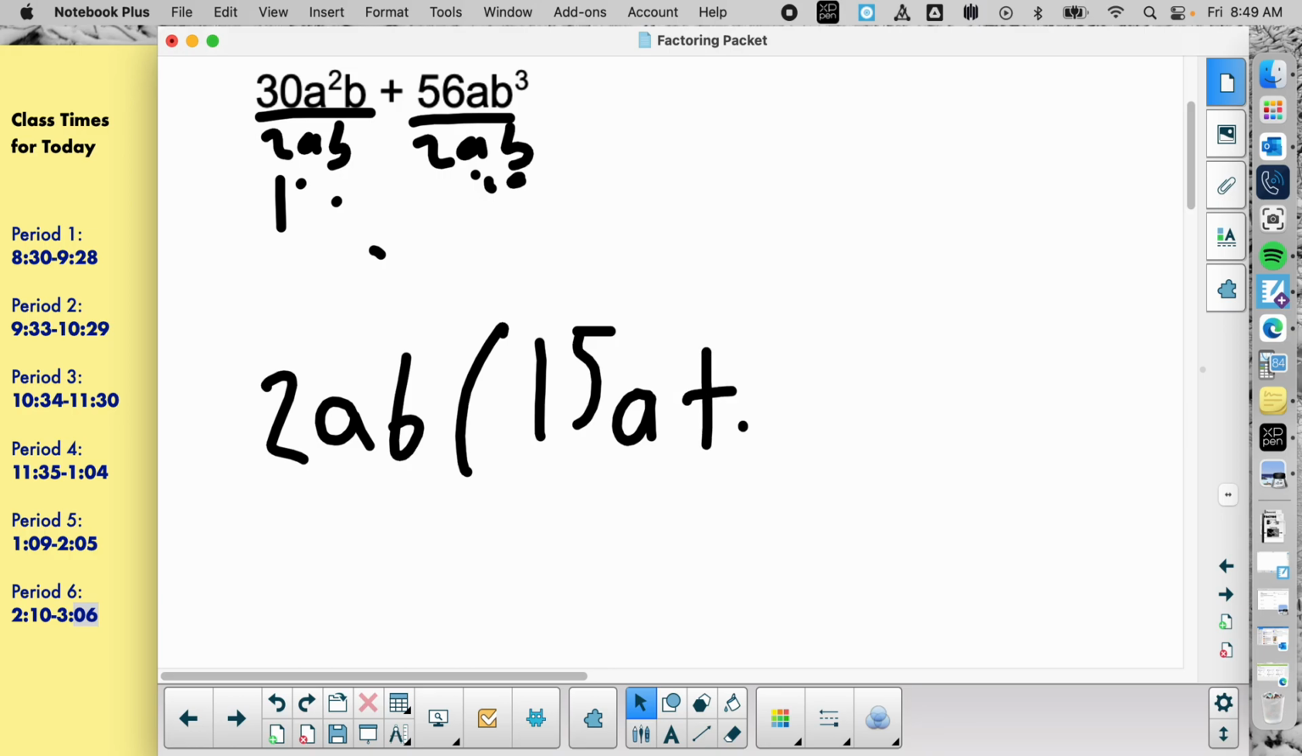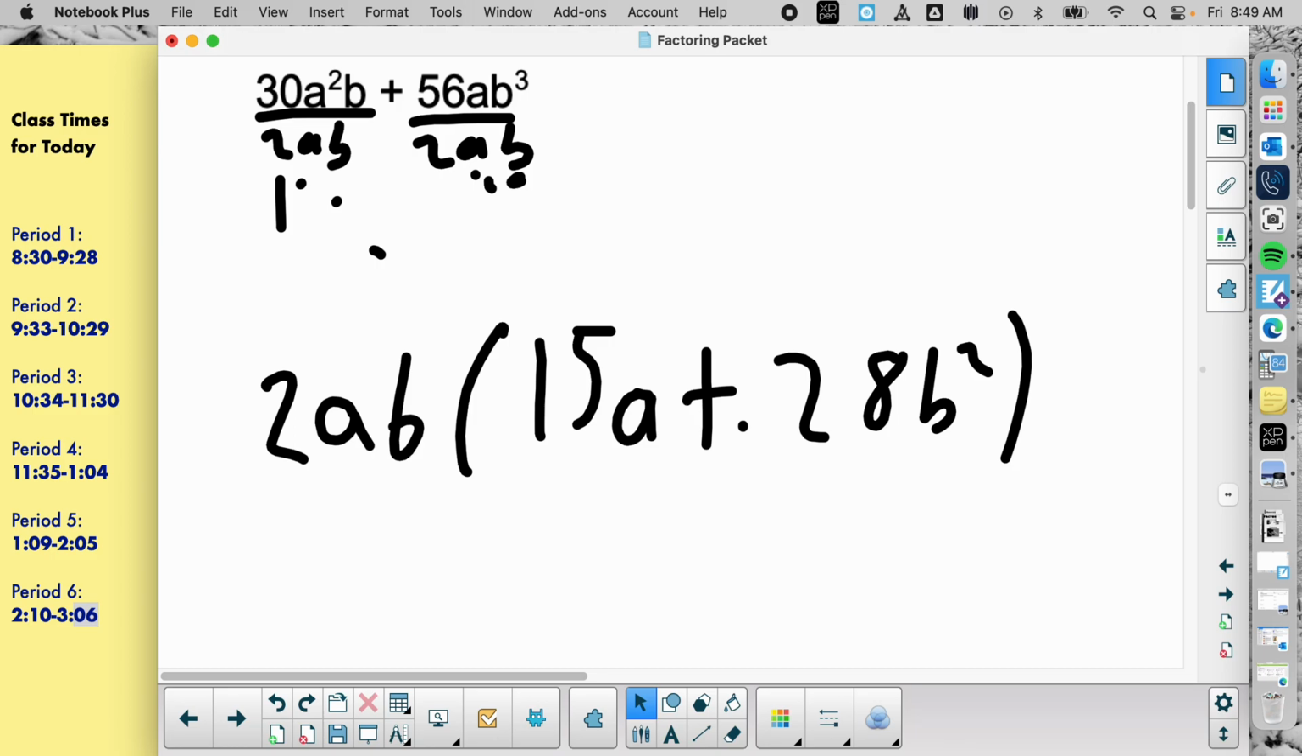Okay, 56 divided by 2, 28, I think. Sounds right. You guys can blame me if it's wrong. Okay, a divided by a cancels, gone. B cubed divided by b, how many b's would be left? 2. Good, b squared. And then that parentheses, because that's the answer you got by dividing. Perfect.